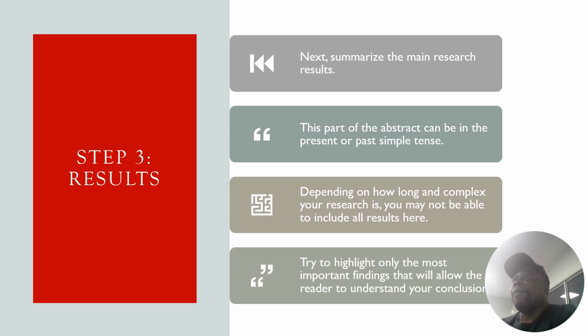Then step number 3, the results. Here you need to summarize the main research result. That is what is very important. Depending on how long and how complex your research is, you might have so many results. But here we want you to just highlight the main results that you have actually found. That's exactly what we want to see when you are writing step number 3.